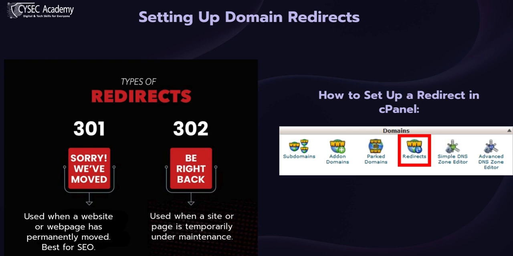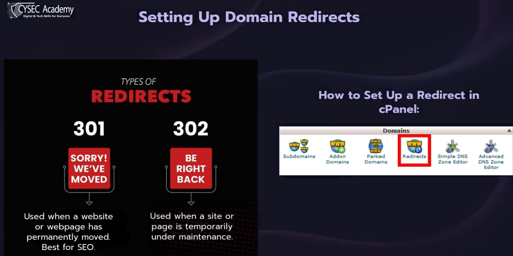How to set up a redirect in cPanel. 1. Log into cPanel and go to the Domains section. 2. Click on Redirects. 3. Choose the type of redirect, 301 or 302. 4. Enter the old URL, the one visitors enter. 5. Enter the new URL, where visitors should be sent. 6. Click Add, and your redirect is active.